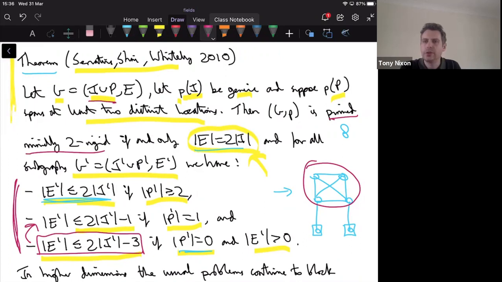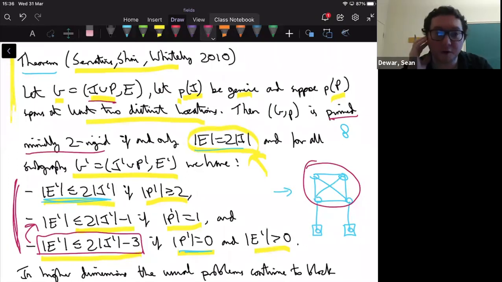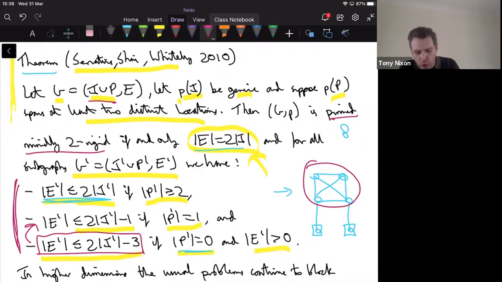Any questions? Yeah, so the generic condition is only required for the inner vertices in this. There's no assumption on the pinned vertices, as long as they're not all the same. If all the pinned vertices were in the same place, you'd still be able to rotate everything around that center. But as long as there's 2 distinct locations, it's okay.